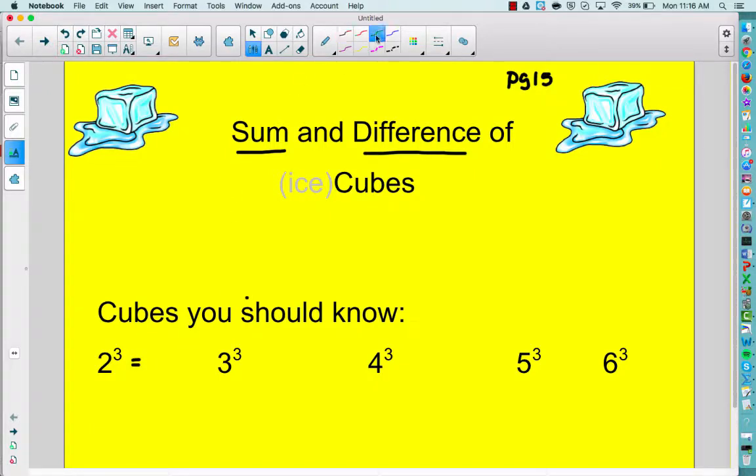We should know that 2 cubed means 2 times 2 times 2, so 2 cubed gives me 8. 3 cubed, 3 times 3 times 3, is going to give me 27. 4 cubed, 4 times 4 times 4, gives me 64. 5 cubed, I think a bunch of you might be saying to yourself, 125. And 6 cubed, 216. It is important that you know these cubes. It will make factoring the sum and difference of cubes easier.